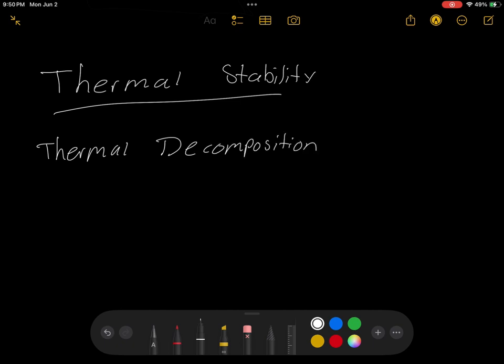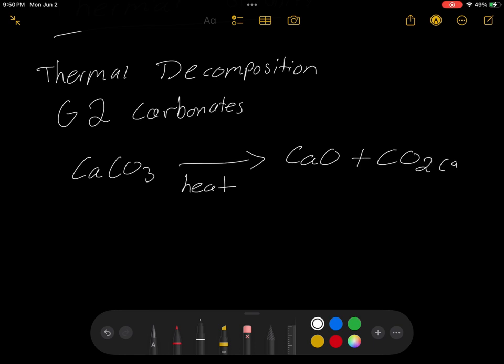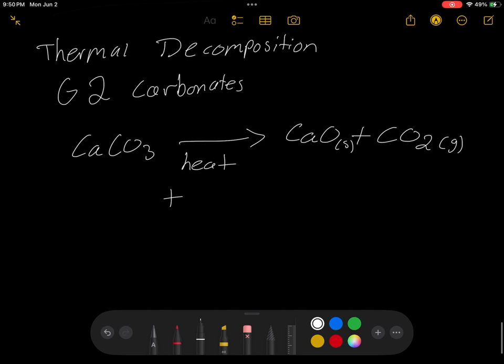So, let's say we're looking at our group 2 carbonates, right? Let's look at calcium carbonate. This will decompose with heat, hence the thermal, to its metal oxide and carbon dioxide, right? That is thermal decomposition, right? And remember, this is breaking bonds, so this will have a positive delta H, right? So we can kind of understand the trends of stability by looking at ion polarization.